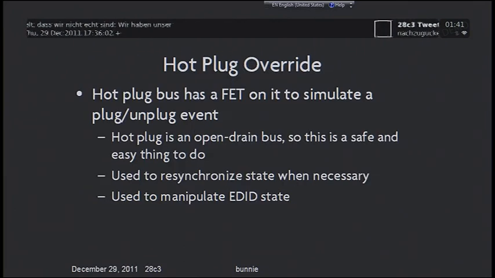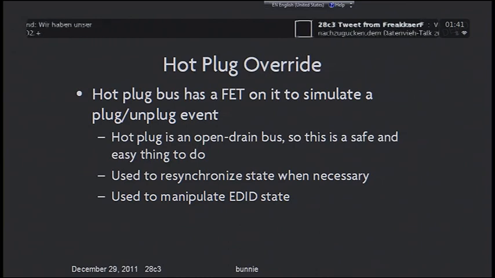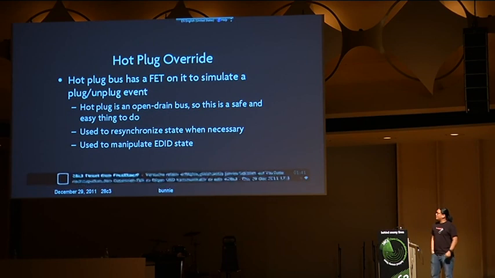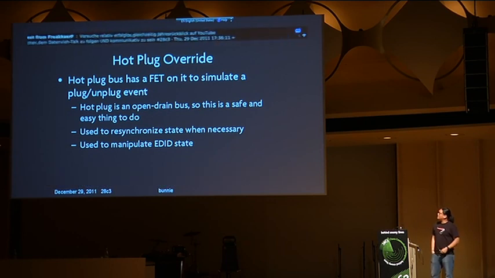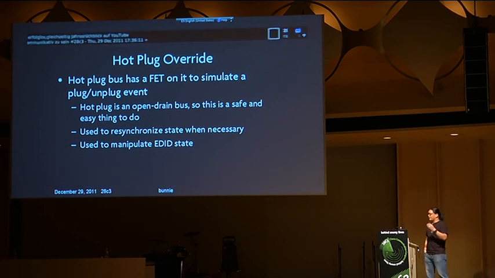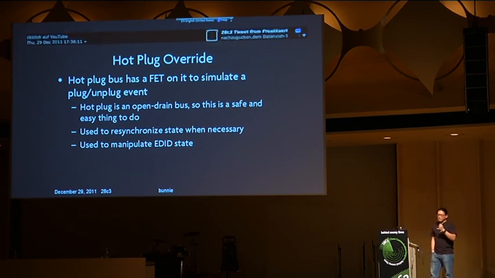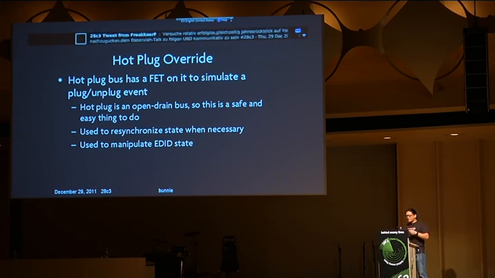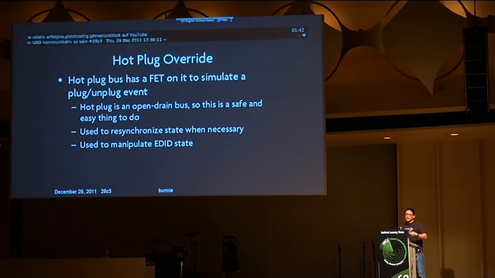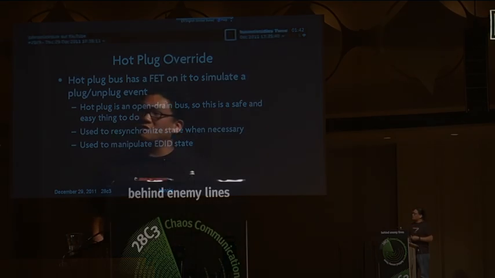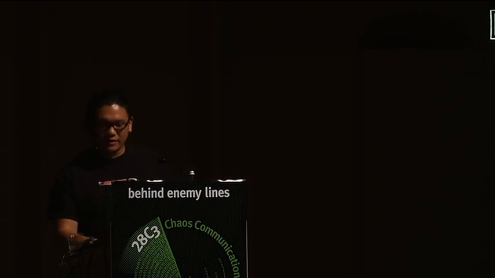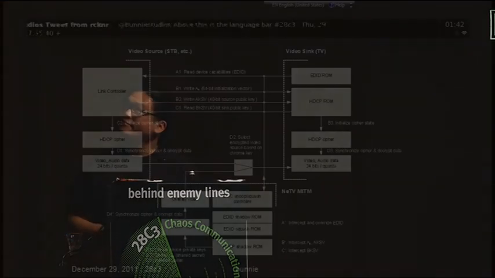Also, we override the hot plug bus. So there's a little wire that is used to detect when you actually plug in your TV set. And the hot plug bus also has a FET on it, so we can go ahead and simulate the cable being unplugged without having unplugged the cable. This is important because basically the hot plug kicks off the whole state machine again for resynchronization and reloading all the records. And so we do this a couple of times, particularly on boot, to go ahead and manipulate all the EDIDs and all of the key state.